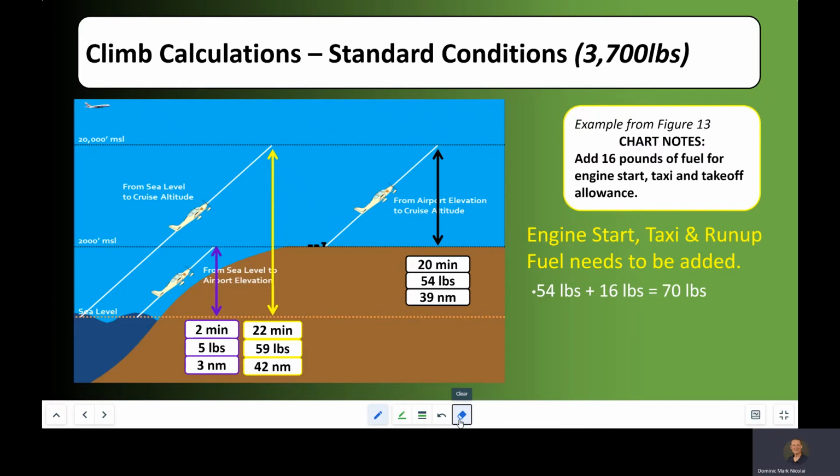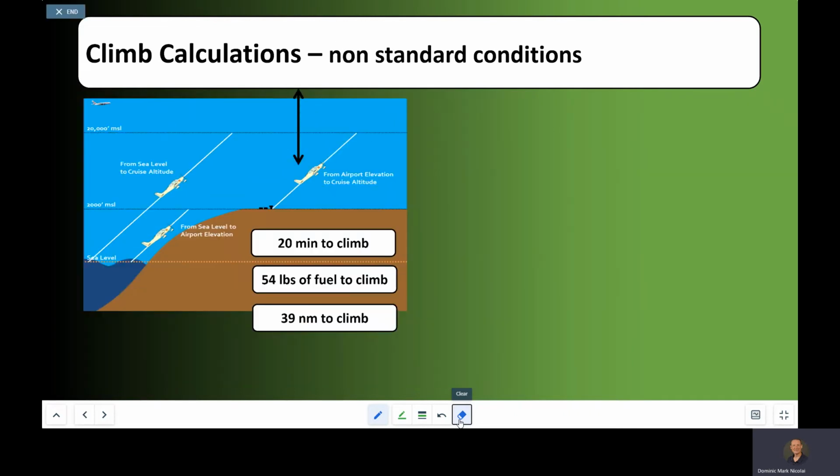So keep in mind, once you find something on particular charts, it may need modification. So you really got to read the question. Always take your time reading these performance questions. You can easily miss a key word and it changes the whole answer for you. All right, that was all standard conditions. Let's take a peek at a non-standard climb. This requires more modification to it.